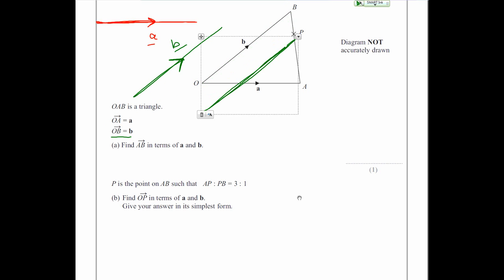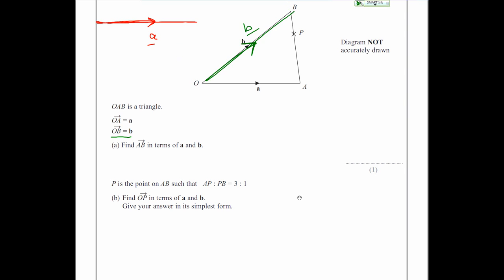Okay, let's delete that one. So we've got 2 vectors, okay, a and b. If you do a add b, you'd start off doing a and then do b at the end, okay, etc. Anyway, find AB in terms of a and b.